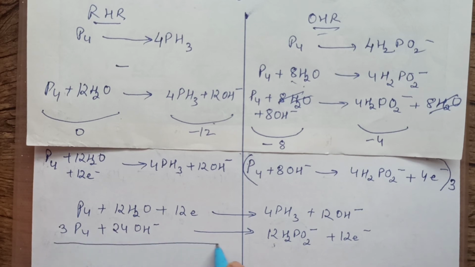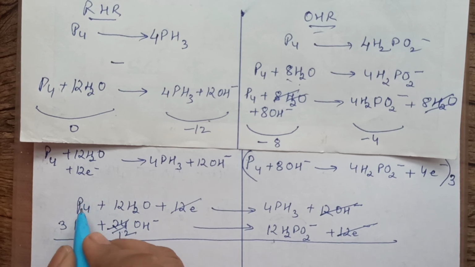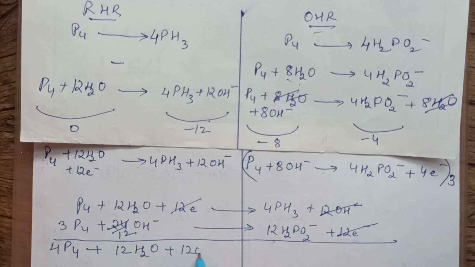Then I am going to cancel out whatever I can. Electrons will get cancelled. You will also find OH minus coming on right as well as left. When they are coming on both the sides, we will write on one side, whichever side has more, and how much more. 24 and 12. So I will cancel here. On the left hand side I will simply write 12. And I will copy this whole equation. P4 and 3P4 and P4, I will write as 4P4 plus 12 water plus 12 OH minus forms 4PH3 plus 12 H2PO2 minus.